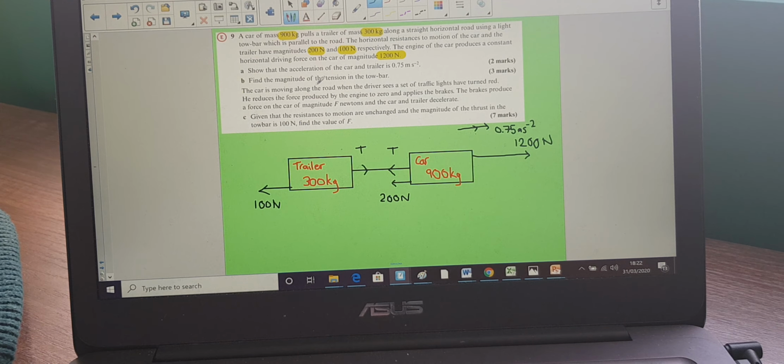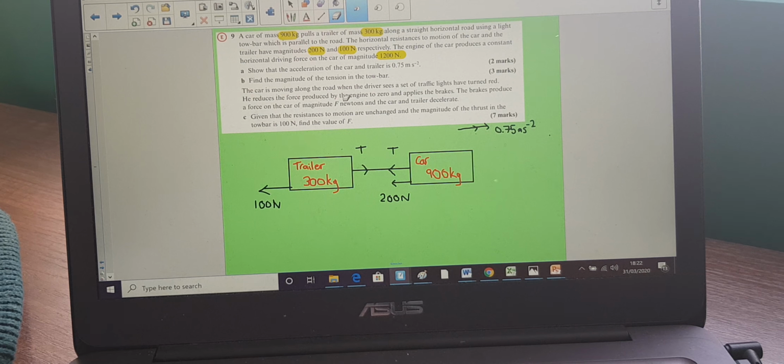The car is moving along the road when the driver sees a set of traffic lights have turned red. Problem. Going to have to stop. He reduces the force produced by the engine to 0. Okay, so this was previously 1,200 newtons pulling him forward. That's now become 0. I imagine that's going to have consequences for the acceleration.